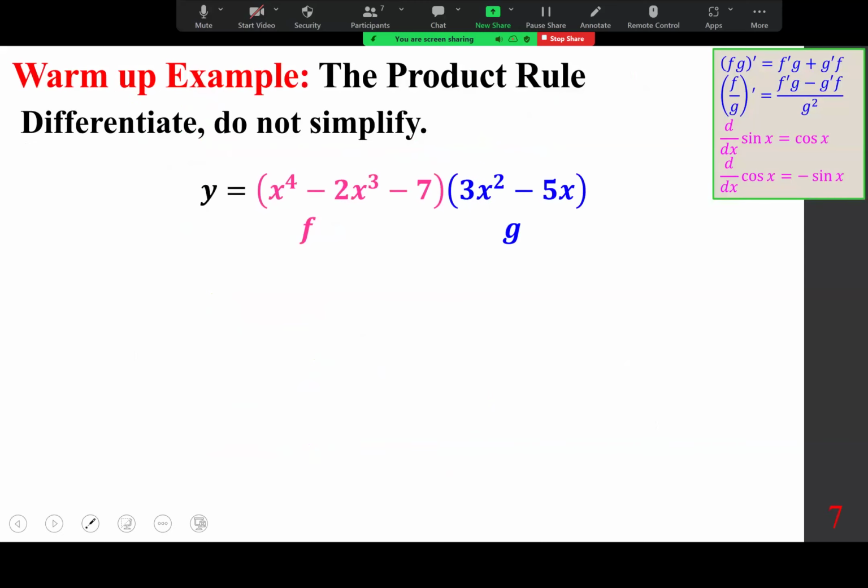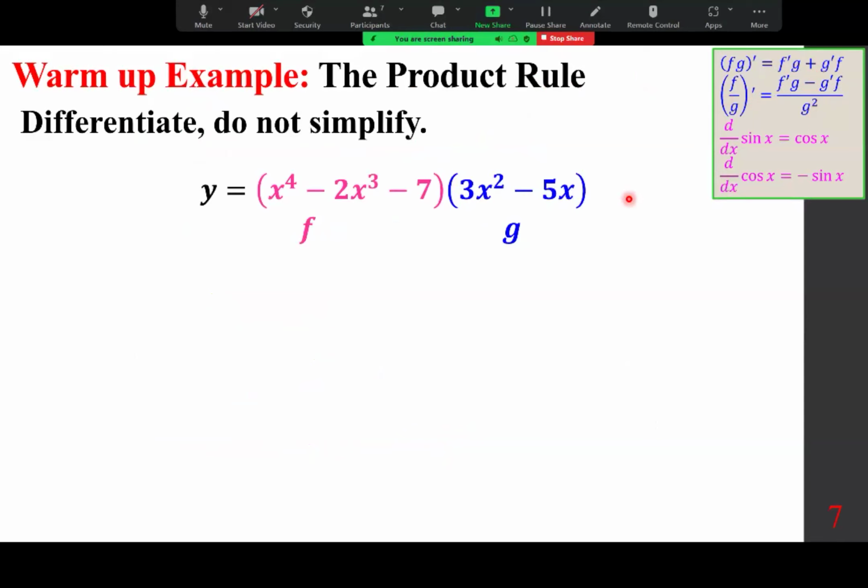Now we want to go with the product rule. Here's the shorthand notation. (f g)' is f' g plus g' f. The reason I use that is because for the quotient rule, I use the same thing, and I change the sign to negative and I put the g squared at the bottom.